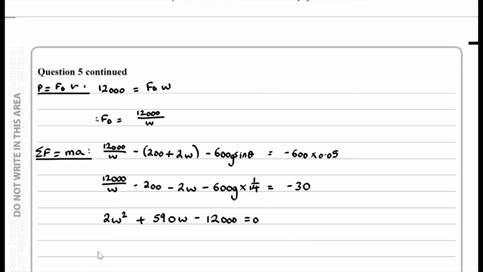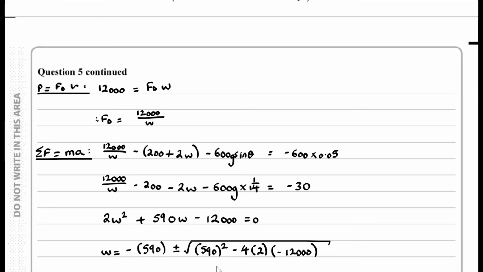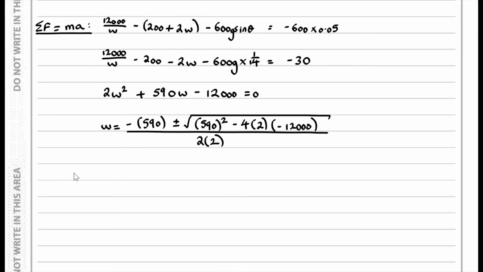equals 0. Hence solving this for W is equal to minus 590 plus or minus the square root of 590 squared minus 4 lots of 2 lots of minus 12,000. This bit's square rooted, and this bit at the bottom we divide by 2 lots of 2.